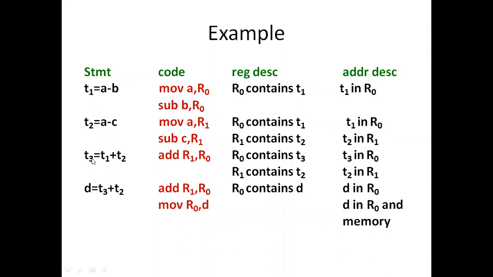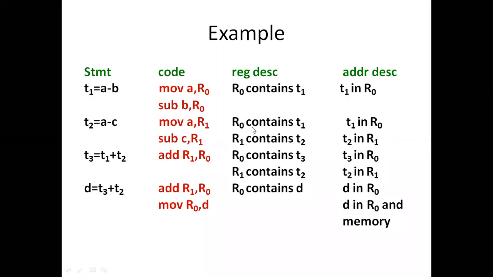And go for the third intermediate statement. T3 is equal to T1 plus T2. That means here we are using both T1 and T2, which are temporary variables, right? So directly we are adding R1, because T1 is in R0 and T2 is in R1. So ADD R1 comma R0. We are adding these two, and the resultant is in T3. So R0 contains T3. And R1 contains T2. Isn't it? R1 contains T2.